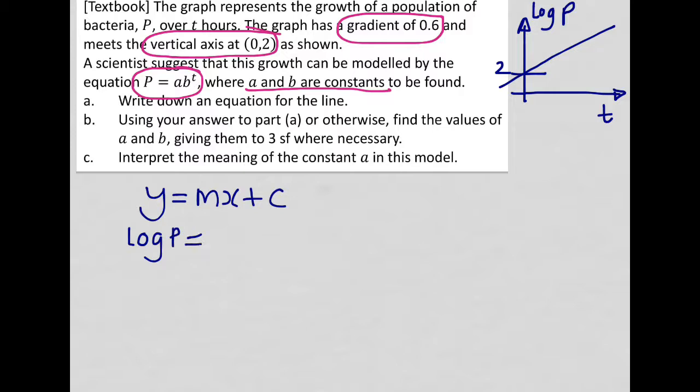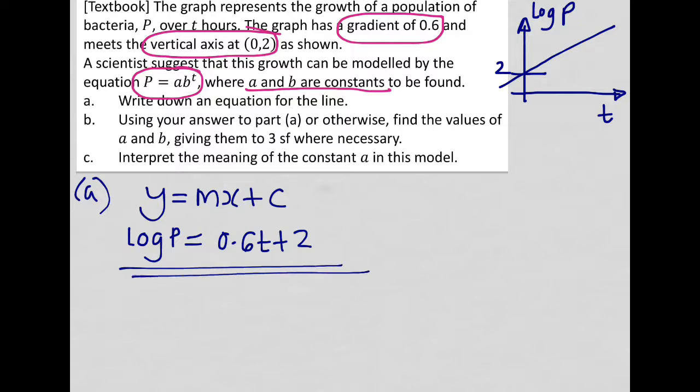What is my gradient? I know that from my question. It's 0.6. What's on my x-axis? It is t. And what is the intercept? It is 2. There we go. That's it done. Brilliant. No problems at all.